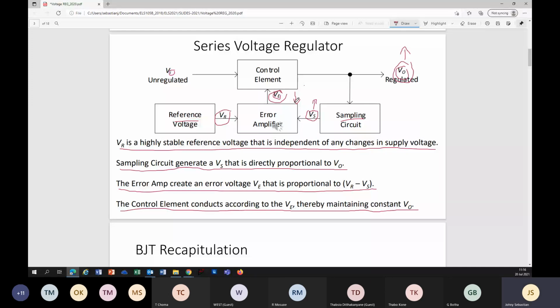Error voltage becomes smaller means the control element is going to conduct less. That's what we already know, right? Error voltage is smaller, control element is going to conduct less. If the control element passes less current to the output, your V0 will decrease. Do you agree?